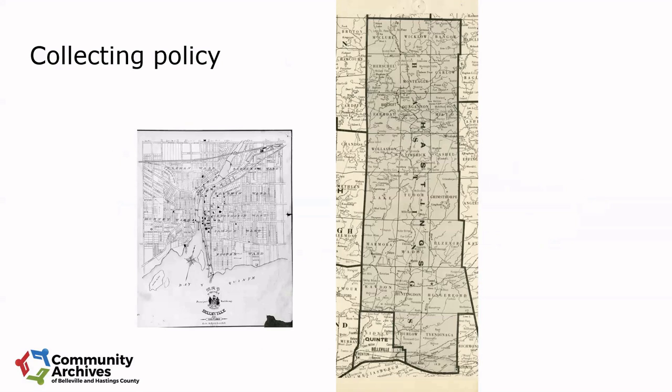Our collecting policy, because we're funded by the county and the city, is that we collect records relating to Hastings County and the City of Belleville. So if you're thinking about donating materials to the archives and they come from outside of that area, then we're not going to be able to take those. But if they're inside that area, that's fine. We will take anything. We collect old records, current records, anything that reflects the history and the development of Hastings County and its people.